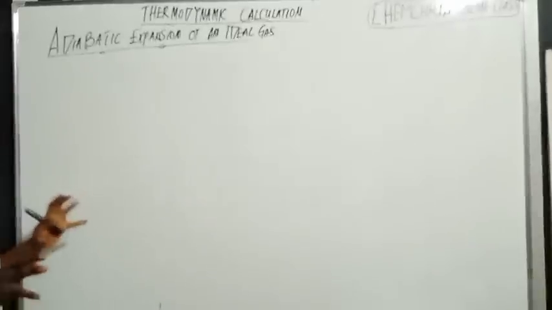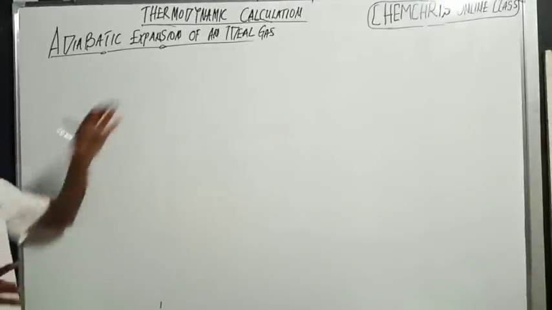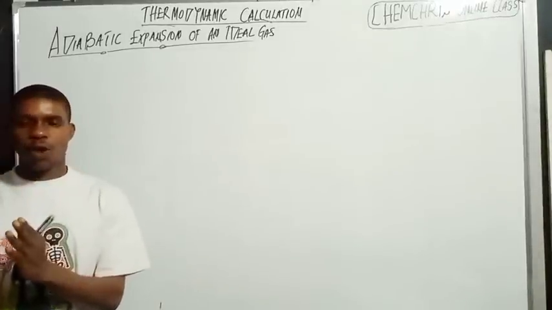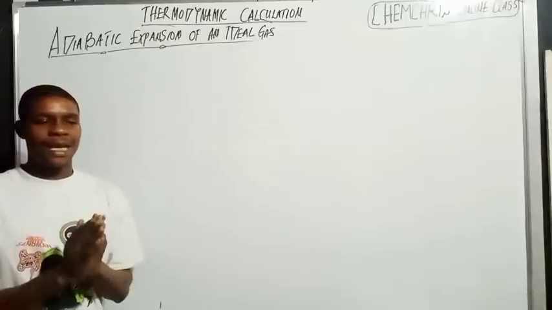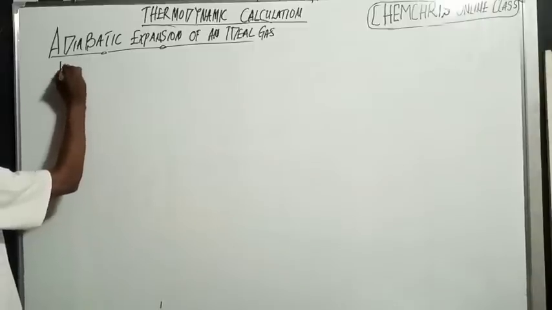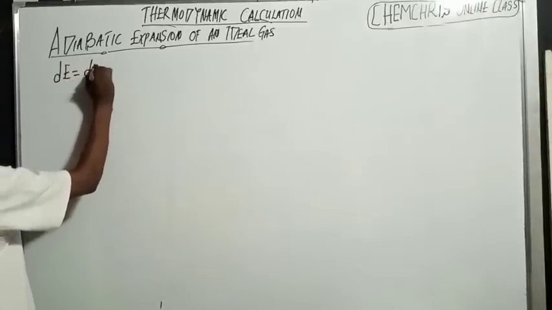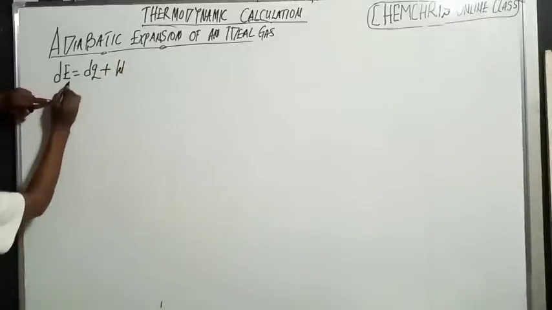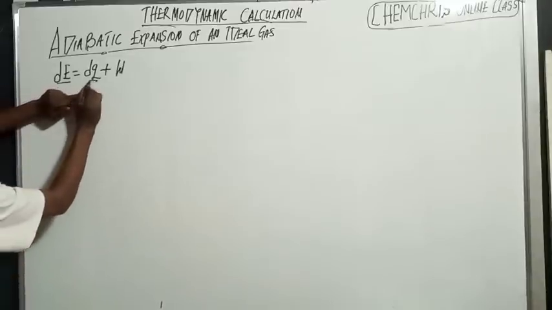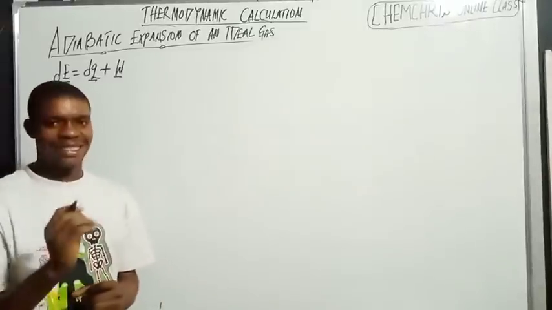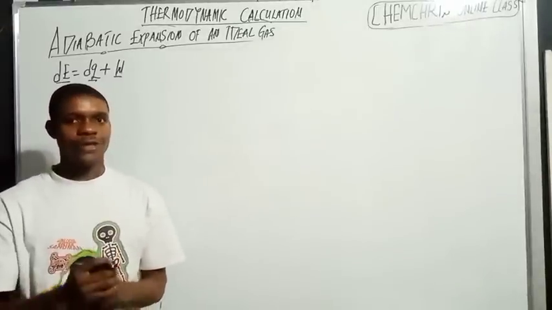So now let's start breaking down adiabatic expansion of an ideal gas. The first thing to do here is the statement of the first law of thermodynamics. In the first law of thermodynamics, we have the statement: change in internal energy equals change in Q plus W. Here, E is the internal energy, Q is the quantity of heat, and W is the work done. This is the statement of the first law of thermodynamics, and this is what we are going to use in deriving this formula.